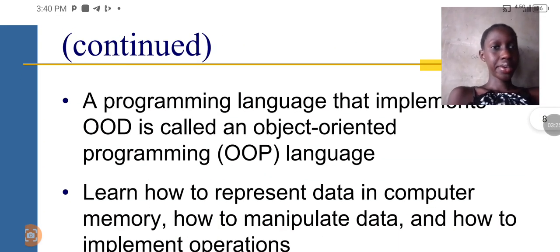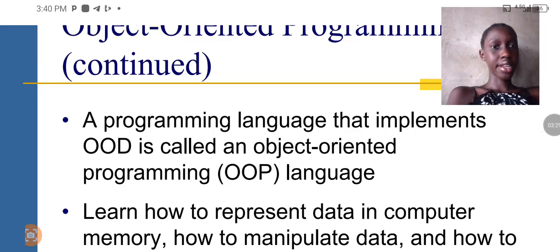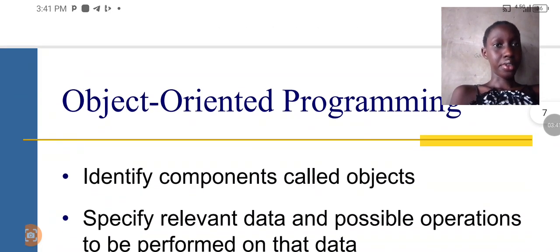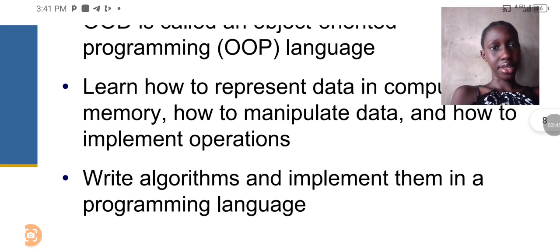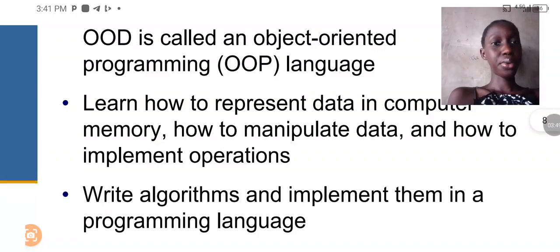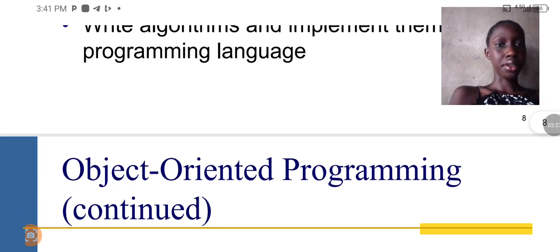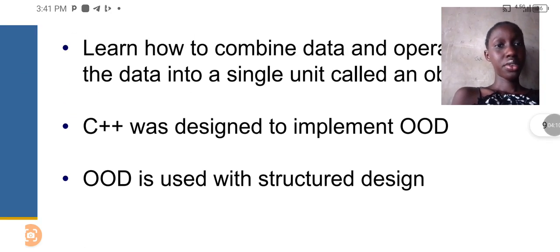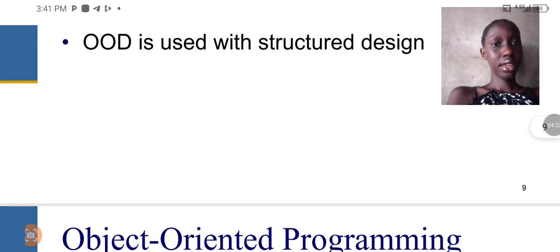A programming language that implements OOD, which is object-oriented design, is called an object-oriented programming language. And C++, as I said earlier, has object-oriented programming, so it definitely implements object-oriented design. Now we'll learn how to represent data in computer memory, how to manipulate data, how to implement operations, write algorithms, and implement them in a programming language. We also learn how to combine data and operations on the data into a single unit called an object, as I said earlier. I want you to know that C++ was designed to implement OOD since it has object-oriented programming. OOD is used with structured design.